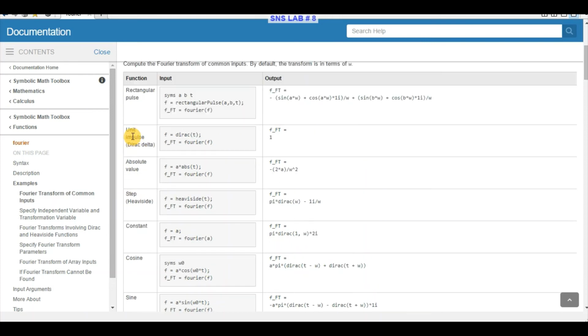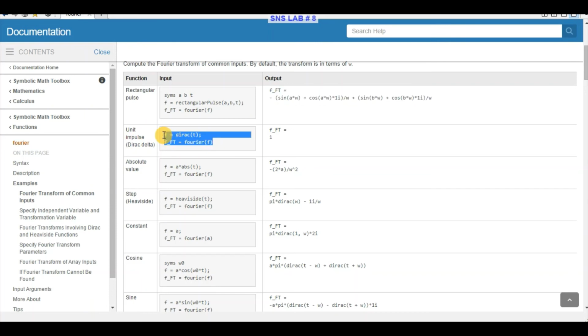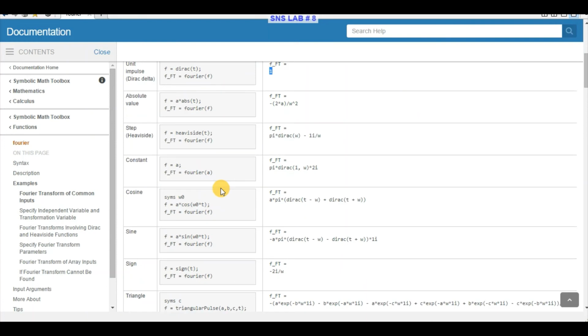For example, if a function is a rectangular pulse, then you will input commands like this, and MATLAB will show the output results in the form of this expression. Similarly, if you have a unit impulse, the commands will be like this and the result will be 1. Here you can explore many options in the documentation of MATLAB.